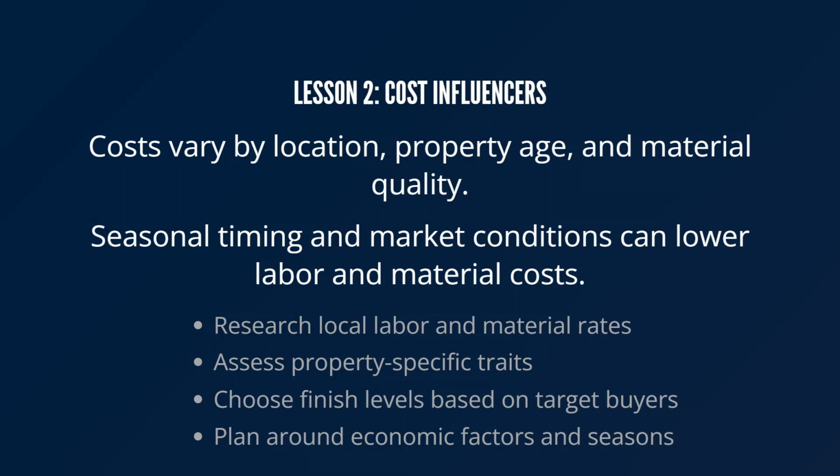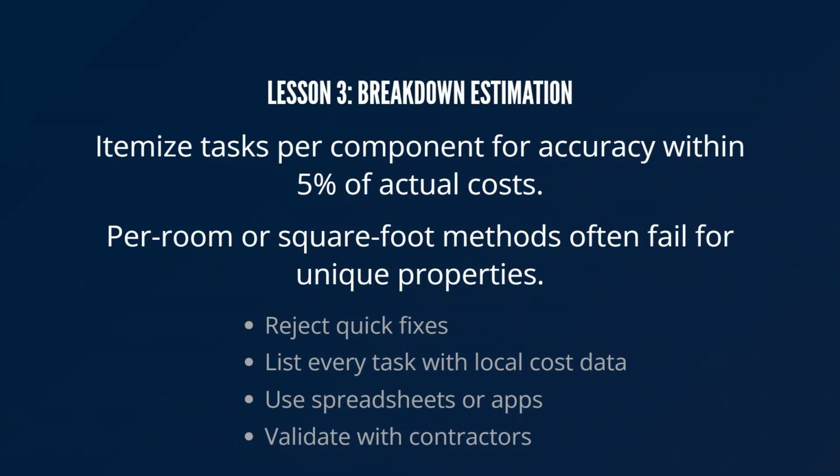Next, estimation methods. Many beginners default to square footage or per room guesses, but Jay Scott recommends the breakdown method. Here, you list every task per component: labor, materials, and contingencies, and cross-check with local costs. This method can get you within 5% of actual expenses. It's meticulous, yes, but it's what separates consistent profits from unexpected overruns. Even seasoned investors sometimes skip this, only to pay later. As you see on this slide, small investments in planning prevent large financial surprises.